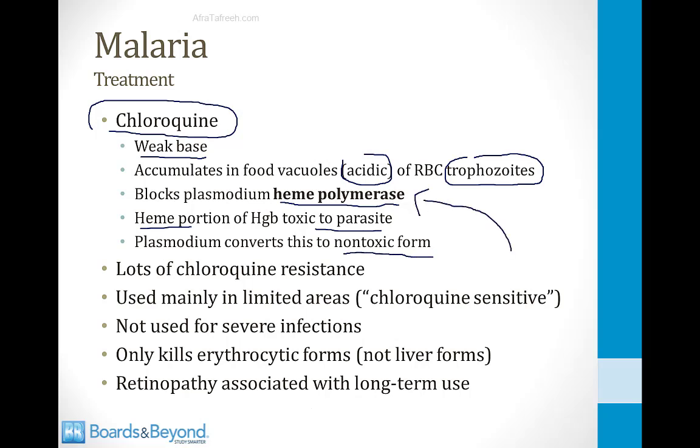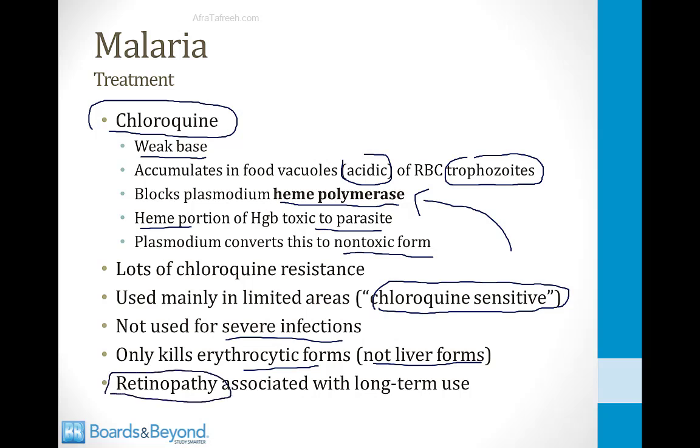There's lots of chloroquine resistance. It's mainly used in very limited areas that are called chloroquine-sensitive areas. It's not used for severe infections, and it only kills the erythrocytic forms, so it won't get the liver forms. We talked about this before, and we'll talk about it again, but you have to use primaquine to treat those liver forms. And the only unique side effect to know about this drug is if you take it for long-term therapy, you can develop retinopathy and have vision problems.